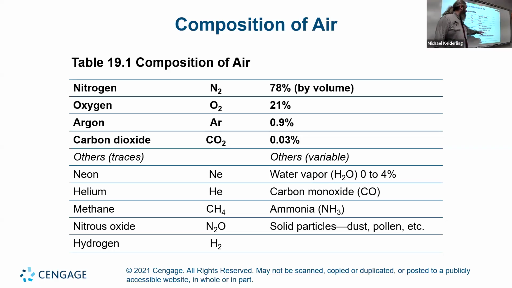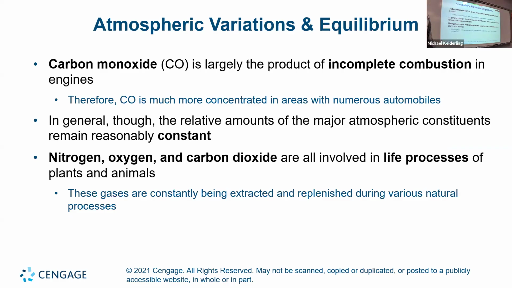You get carbon monoxide as pollution from incomplete combustion of various fuels. Your car has a catalytic converter to keep it from emitting carbon monoxide. That's what your catalytic converter does, for example. So carbon monoxide is largely the product of incomplete combustion in engines. So when you have lots of vehicles, you get more carbon monoxide. And carbon monoxide is nasty stuff.